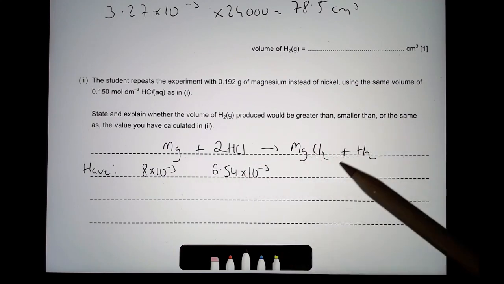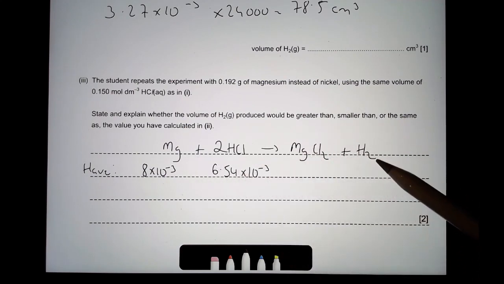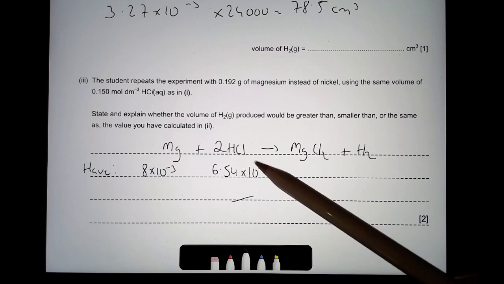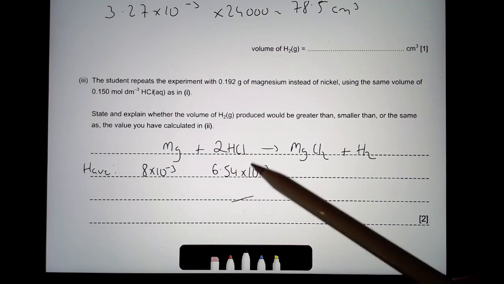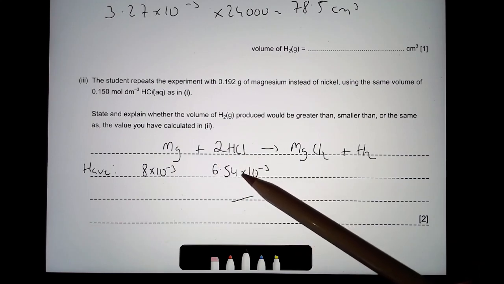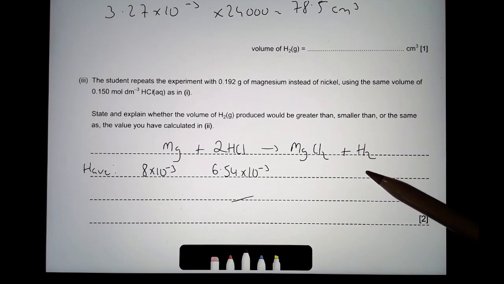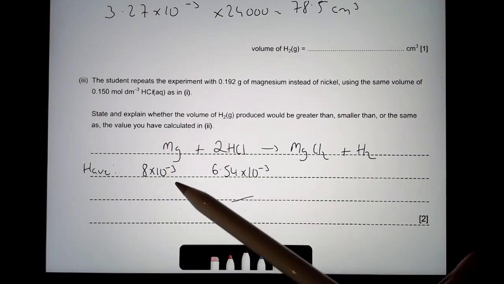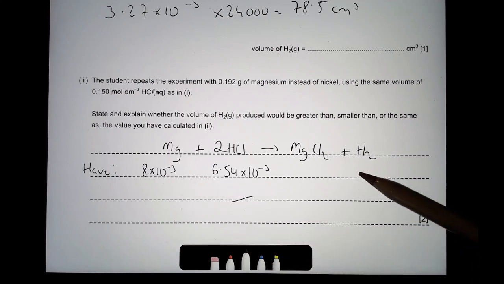Okay, so when we're using ratios to predict how much hydrogen is going to be produced, we always have to use the limiting reagent, and they do tell you how many moles of HCl you've got, and you can see that the HCl is what is going to determine the amount of hydrogen being produced. The HCl is the limiting reagent. The magnesium is so far in excess that it's not going to make a difference.